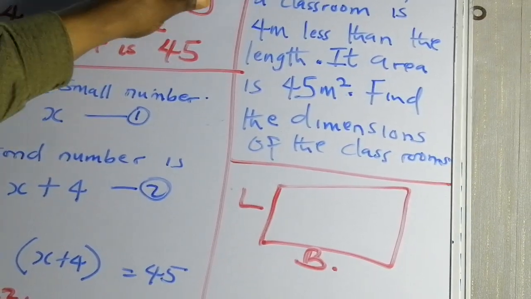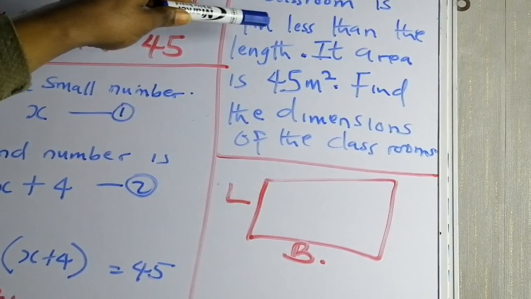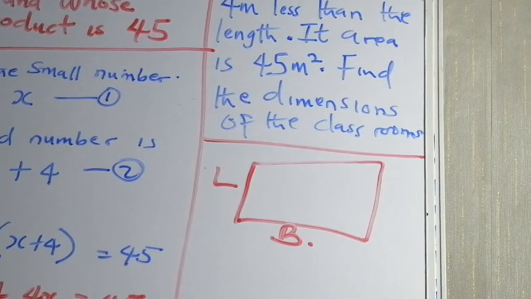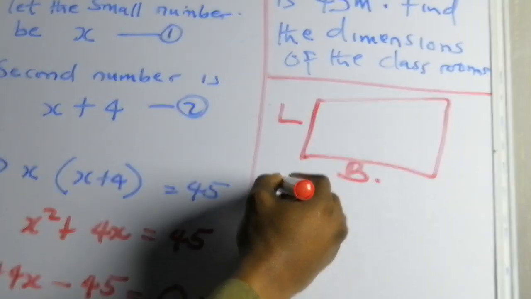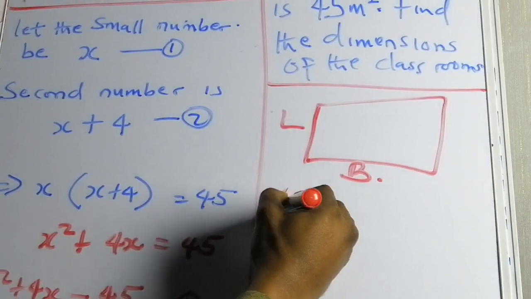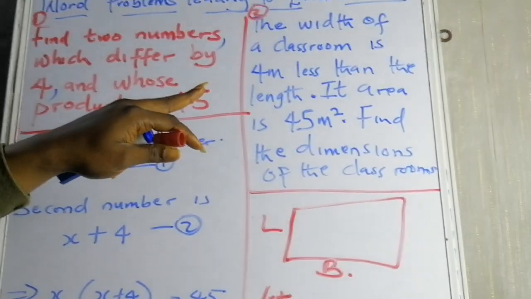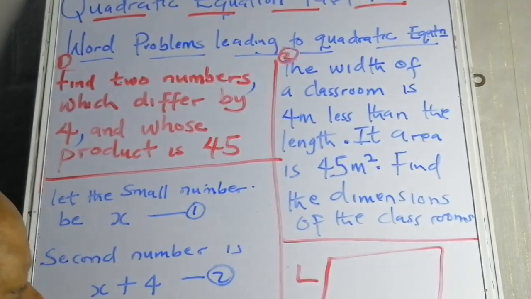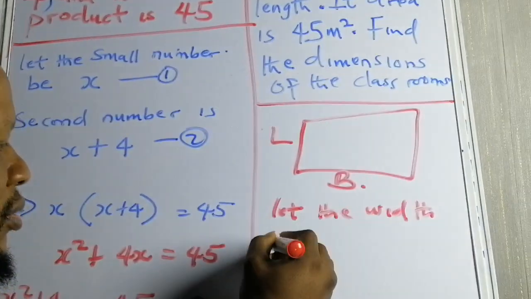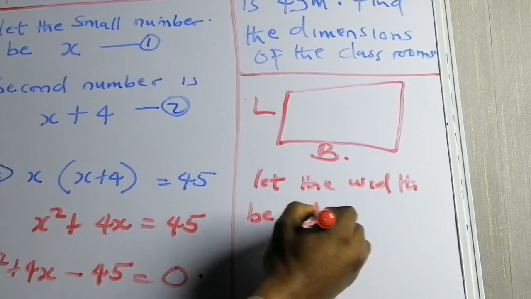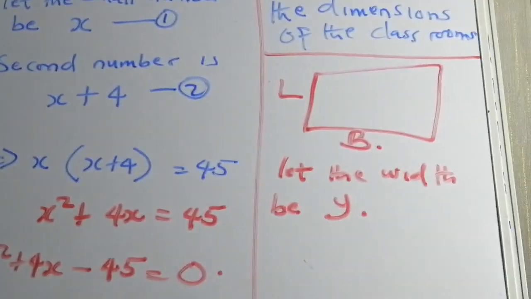Now they say the width. The width is the same thing as the breadth. The width of a classroom is 4 meters less than the length. So let's say, let the width be y. Okay, let the width be what? Be y.